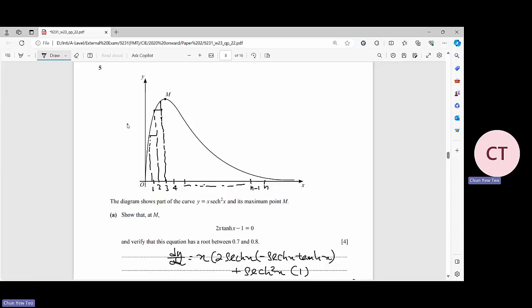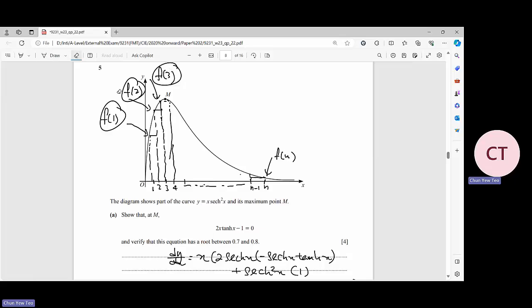Okay, so you can see that this one will be called F1. This one will be called F2, and this will be called F3. And you reach until here, this one will be Fn. Okay, so all the heights that I choose over here will be less than the height of the graph.